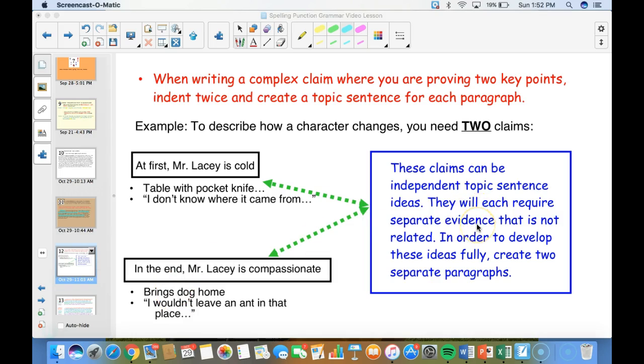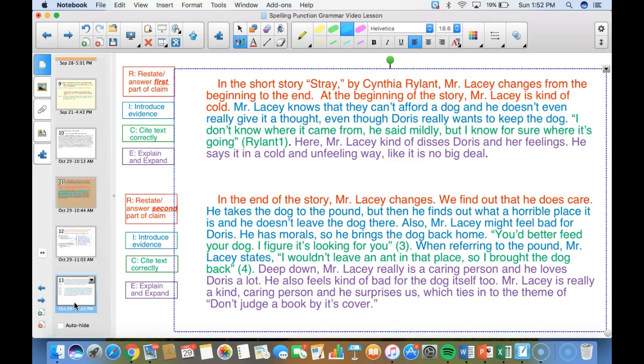And these claims can be independent topic sentence ideas. They'll each require separate evidence that's not related. In order to develop both these ideas fully, we really want to create two separate paragraphs that look like this. So here you see all your evidence of RICE in the first paragraph, and then you see RICE again, but the second R has the second part of the claim.